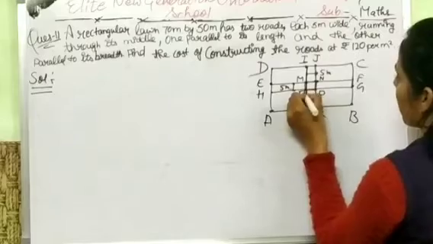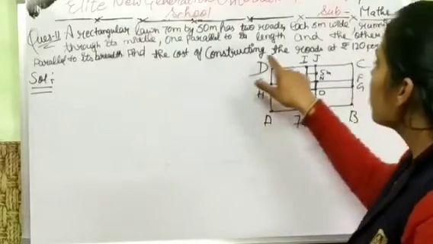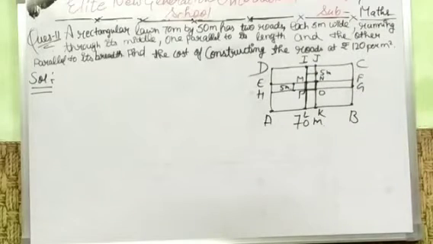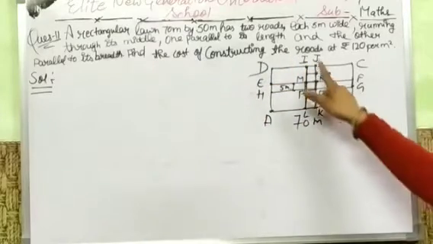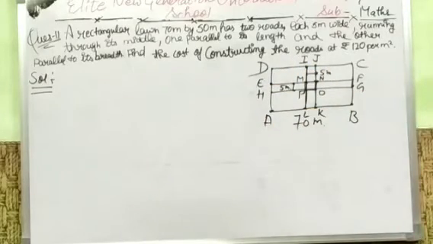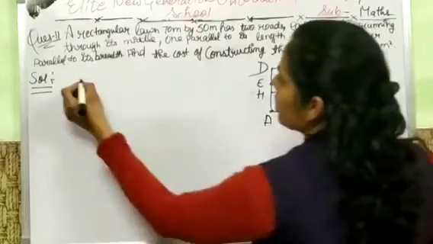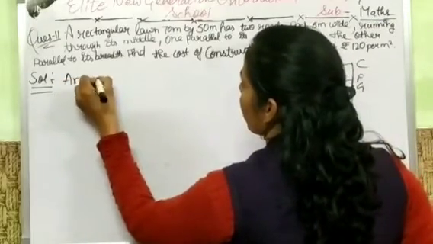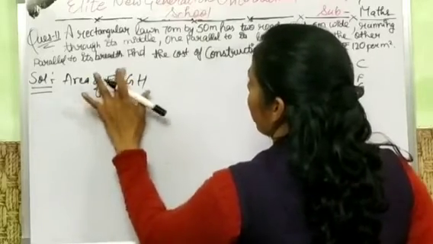Now we have to find the cost of constructing the roads at rupees 120 per meter square. To find the cost of constructing the roads, first of all we have to find the area of these roads. Got it? So how can we find the area of these roads? You can see, first find the area of this road EFGH. So area of EFGH.